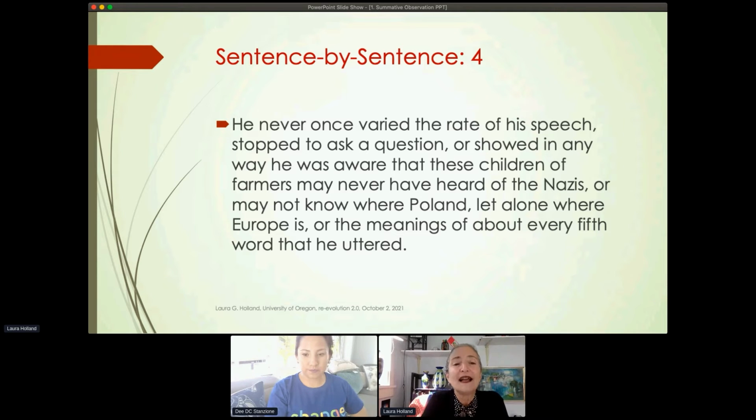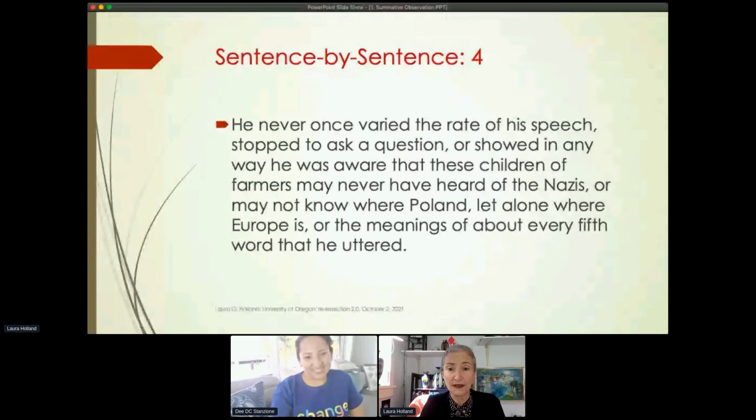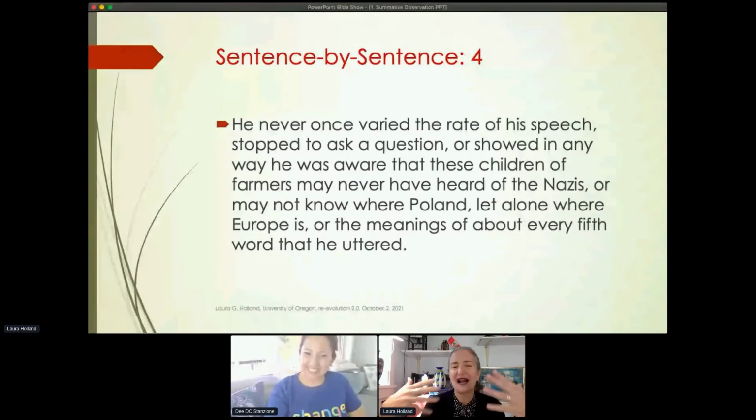Sentence 4. He never once varied the rate of his speech, stopped to ask a question, or showed in any way he was aware that these children or farmers may never have heard of the Nazis or may not know where Poland, let alone where Europe is, or the meanings of about every fifth word that he uttered. Yeah, it needs to be more factual, right? Okay, what do we think about this one? This one, my students go crazy when they read this one because, okay, first of all, it's physically not possible to not vary the rate of your speech, but maybe he talked like this the whole time and kept it pretty much the same all the time.